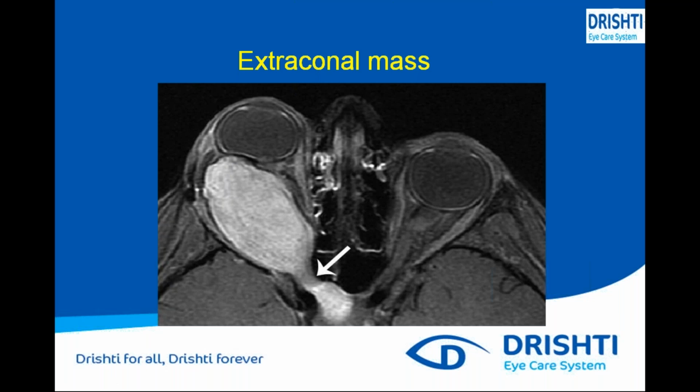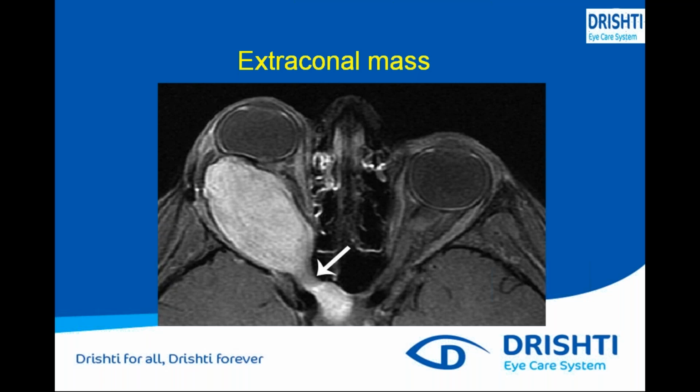So there will be two types of proptosis, axial and abaxial. Abaxial means slightly deviated, not totally straight. Axial means straight, parallel to your axis. So if the proptosis is straight, that is called axial proptosis. And if it is a little bit deviated nasally, temporally, inferiorly or superiorly, that will be called abaxial proptosis. So if it is an intraconal mass, there will be axial proptosis. If it is an extraconal mass, there will be abaxial proptosis.